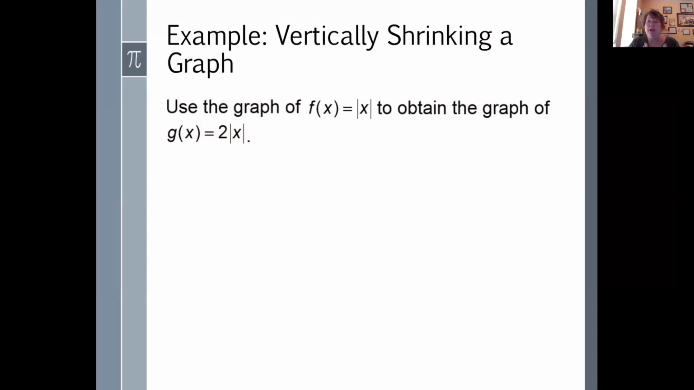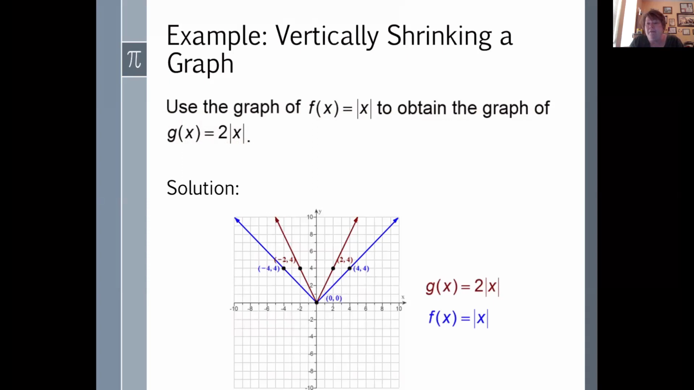So it's a vertical stretch. It's going to narrow my V. My original graph is in blue. That's the graph of the absolute value function, f of x equals the absolute value of x. g of x equals 2 times the absolute value of x. I take each of my outputs from my input x and multiply it by 2. So in my original function, if I input 1, I output 1. But now if I input 1, I output 2. So it takes each vertical coordinate, each y coordinate, and multiplies it by 2.